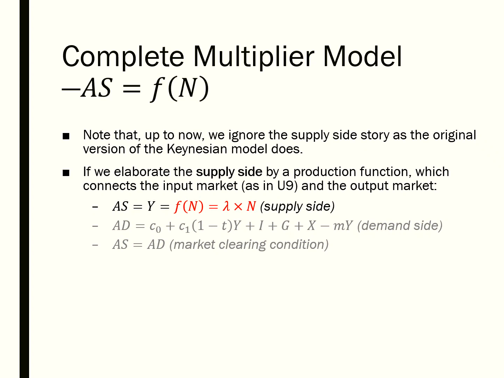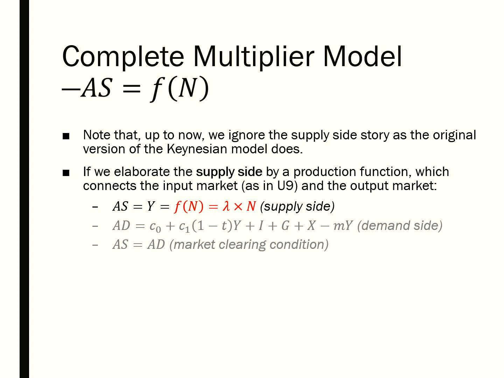The supply side, or the AS, aggregate supply, can be modeled as produced by the input. The input here is the labor input N. This F is a function of N. That means it will be an output corresponding to a level of input.